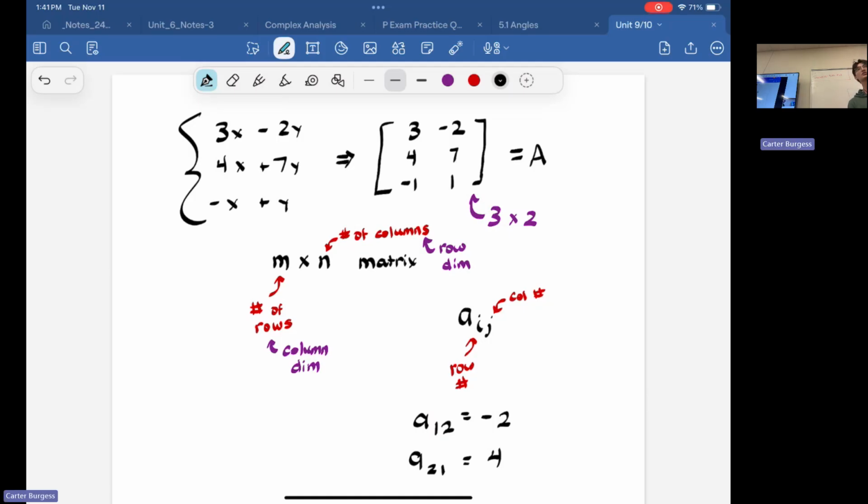So i is your row number, j your column. Yeah, so if we go 1, first row, second column, that takes us to that. Second row, first column.